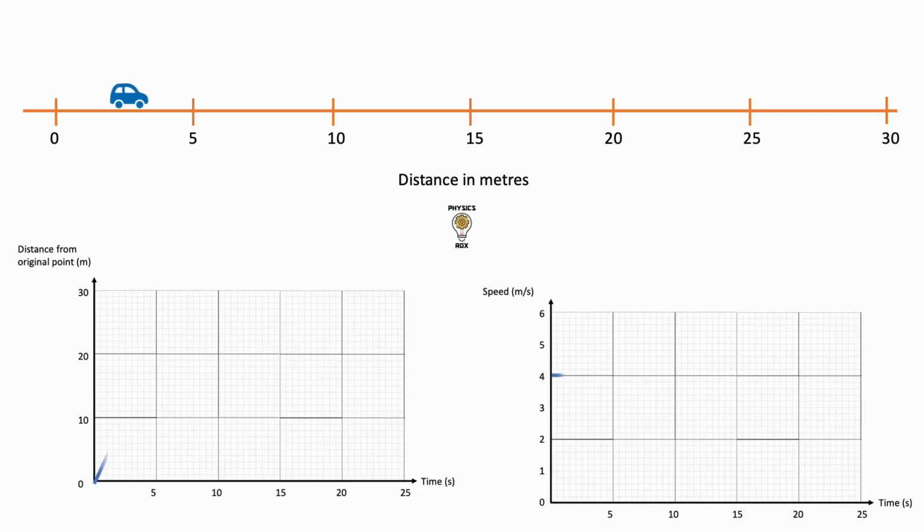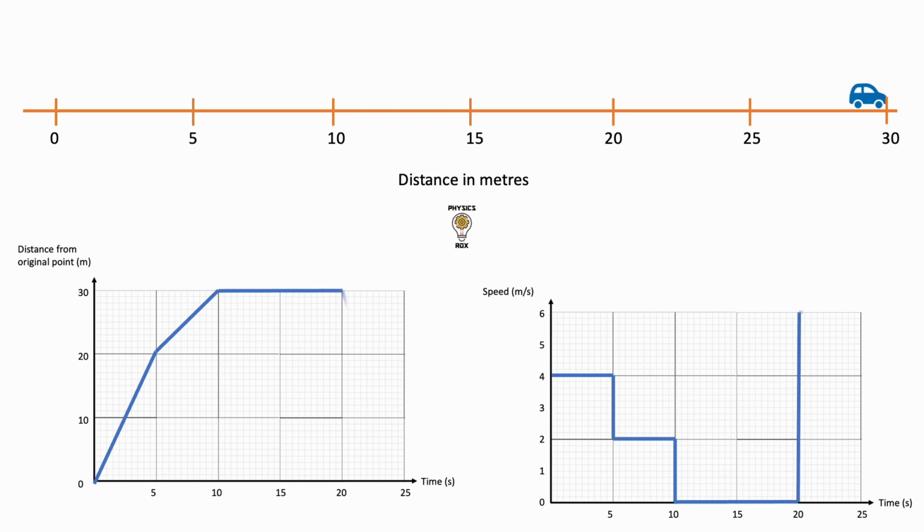The car starts to move and you can see the distance increases as it moves away from its original position while the speed remains constant. And as the car slows down, you can see how the distance gradient decreases while the speed also drops. The car has come to a stop, so you can see the distance doesn't change while the speed remains at zero.